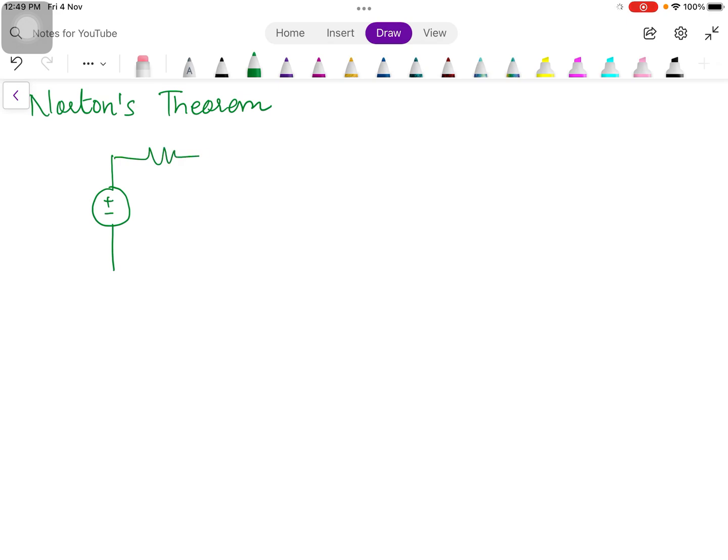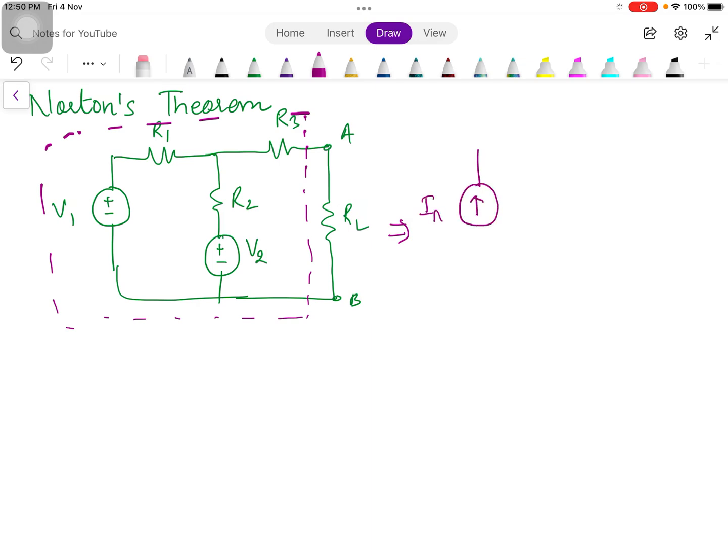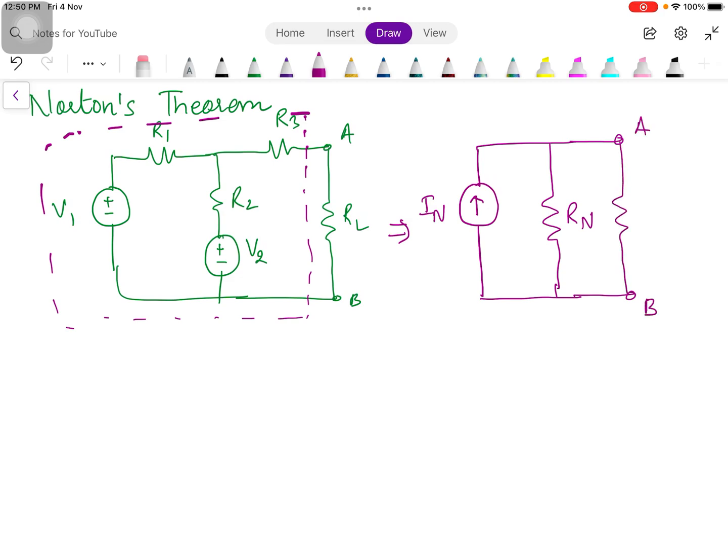Let's say we have this circuit. Here we have resistance R3. These are the load terminals, where we are connecting the resistance. Now according to Norton's theorem, except this RL, the whole circuit can be replaced by a single current source whose value is written as IN, and it's connected in parallel with a single resistance Rn across the load terminals, that is AB, and then we will connect the load resistance back over here.